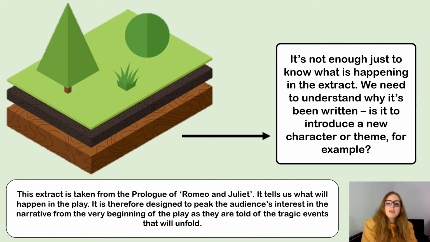So we can see here that we're showing that we know it's a play because we're talking about the audience's interest in the narrative. We're getting into some AO2 terminology in terms of audience and narrative. We're looking at structural terminology with beginning. We talk about the form in terms of tragic events. So even though we haven't actually analysed any of the language per se yet, we are already going to be getting some good AO2 marks there.